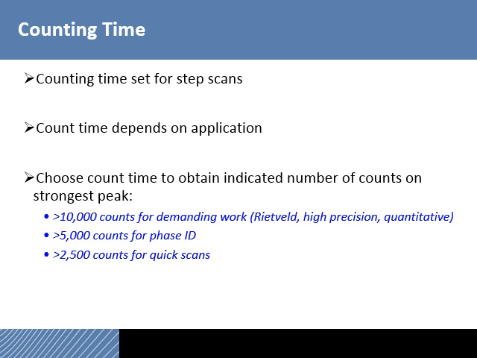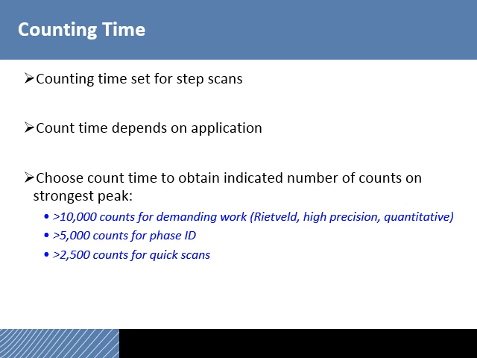And in general, it's kind of accepted that if you're doing Rietveld, precision lattice parameter work, any kind of quantitative analysis, you generally want to have at least 10,000 counts in your strongest peak in your pattern. If you're just doing basic phase ID, then you want to have 5,000 counts. And if you're just doing a quick scan, you just want sufficient information on the pattern to help you understand whether the pattern is going to ultimately give you the information that you want or not. And you usually can get away with a couple thousand counts.